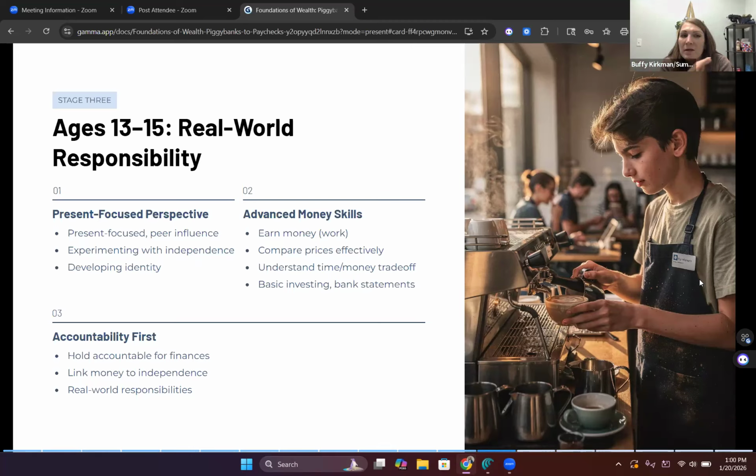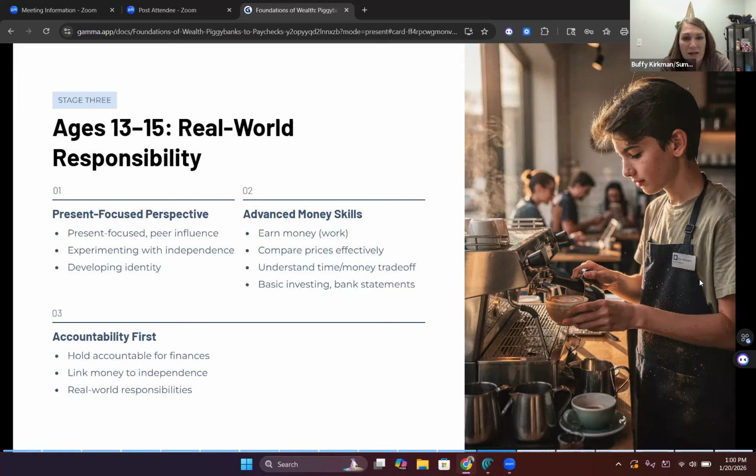If they're 13, they might be able to do some babysitting or some dog watching, things like that, where they're earning their own money. Okay, so they're going to be very focused on the here and now, very focused on what their peers are doing. They want to experiment with being their own person and having some independence, but they're also learning who they are at this age.